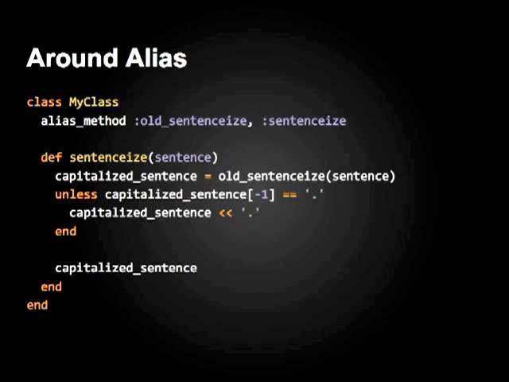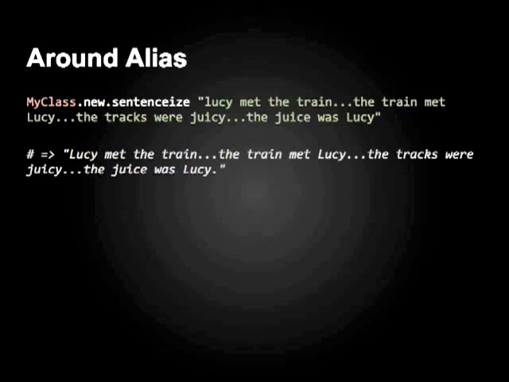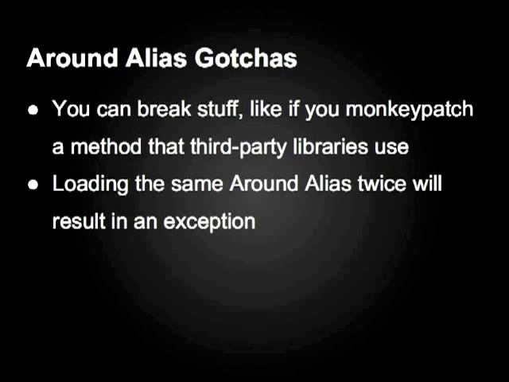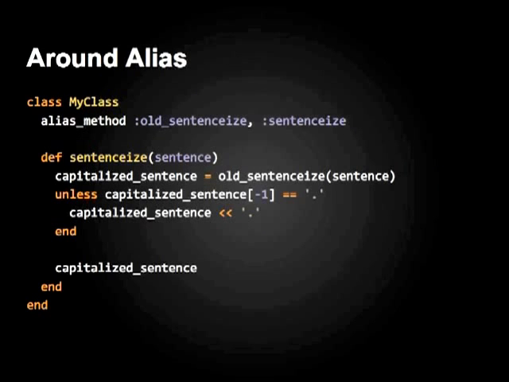Now this old_sentence_size method points to the old code. So the fact that I'm redefining this really doesn't change the implementation of old_sentence_size. That's still going to point to whatever code was defined here. So we've kept ourselves a reference to the old code even though we're redefining it. So here, on my first line of sentence_size, I'm going to call that old method and save it as a variable. And if it doesn't end with a period, I'm going to go ahead and append a period at the end of the string and then return it.